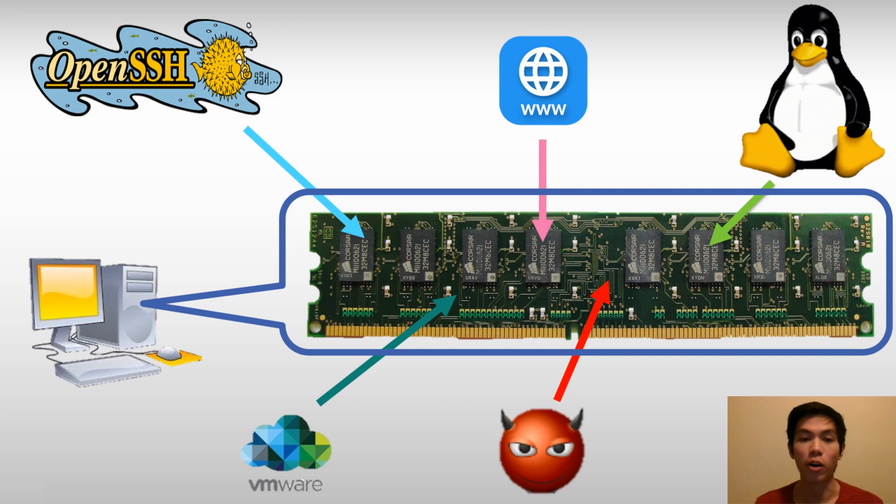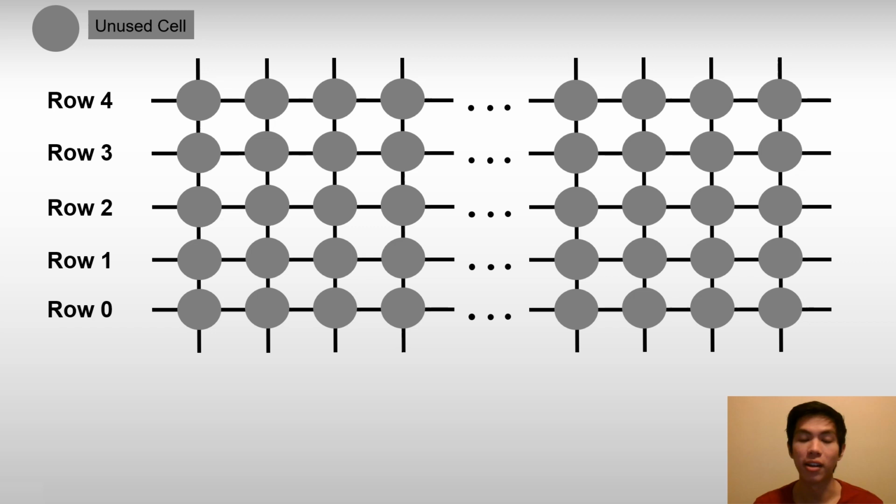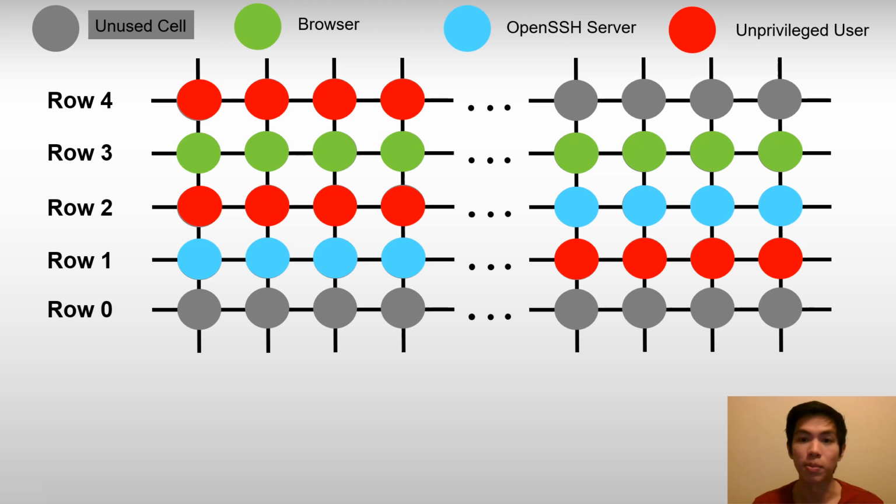Why don't we take a close look at how exactly that might be shared? Here we have memory, which is arranged as a 2D grid where each circle is a cell that contains a single bit. On a typical machine, a browser's memory might occupy all of row 3, an SSH server's memory might occupy half of row 1 and half of row 2, while an unprivileged user's memory could be interleaved between the others. With this setup, notice that cells from different security domains are located right next to each other.